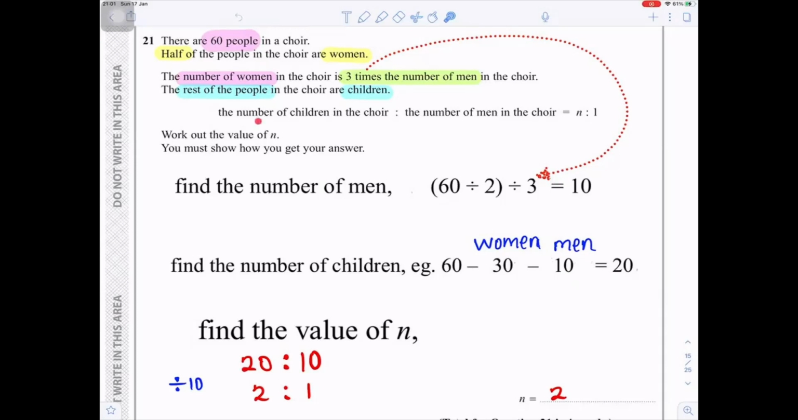So the next thing, the number of children is 20 and the number of men is 10. So it's 20 is to 10. So you divide by 10. 20 divided by 10 is 2. 10 divided by 10 is 1. So n is equal to 2. It is 2 is to 1.